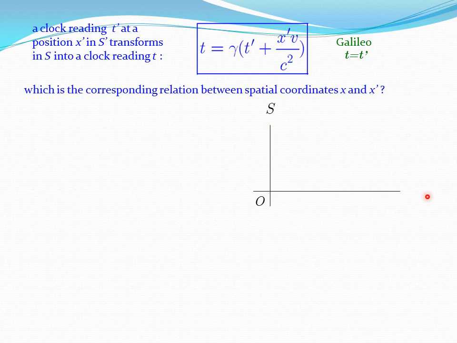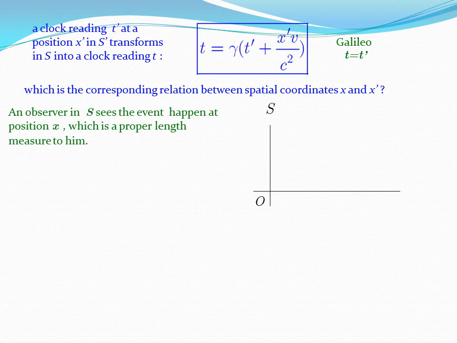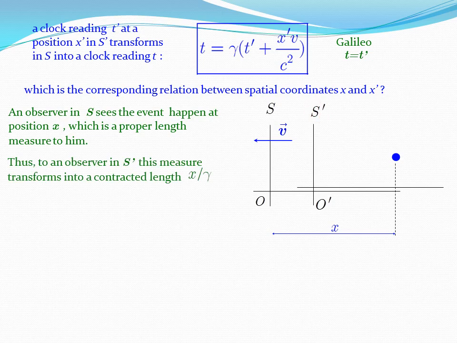Here we have our reference frame S. Consider an event that happened at a position x along the x-axis. The distance to the origin is, to an observer in S, a proper length measure. But if we consider the same event from the viewpoint of an observer in a reference frame S' in motion toward the right at a speed v, now to him the reference frame S is moving toward the left at a speed v, same magnitude but different direction. Now to the observer in S' there is a length contraction effect, and this measure x transforms into a contracted length x over gamma.